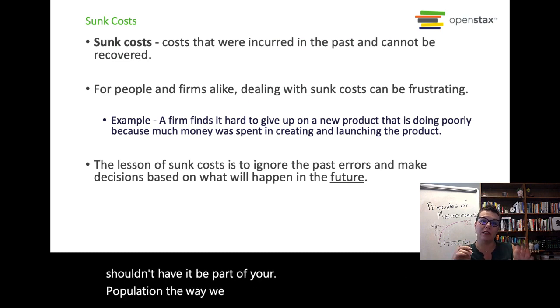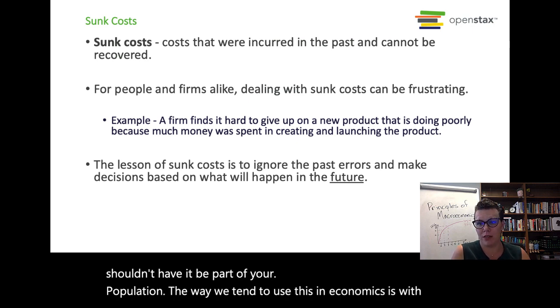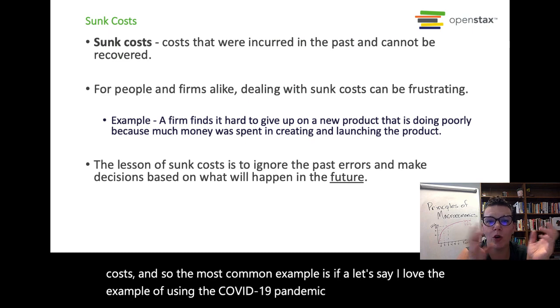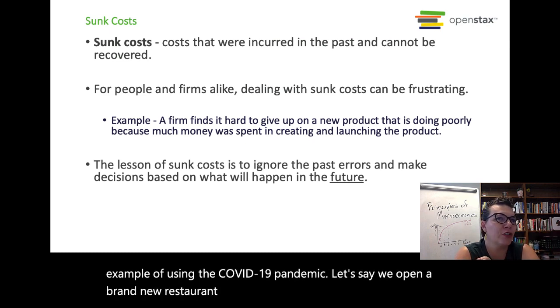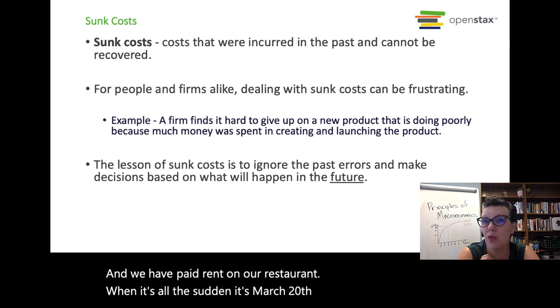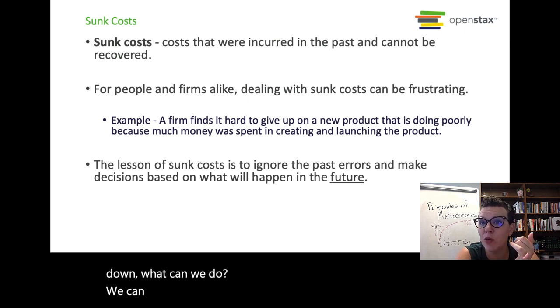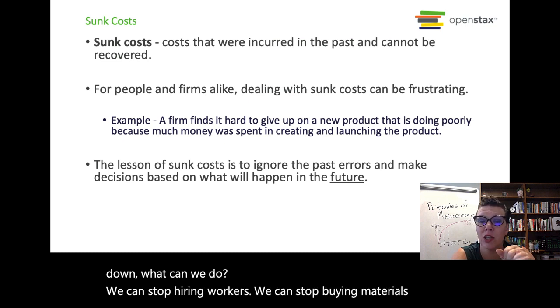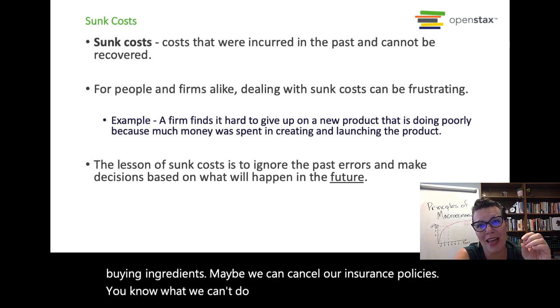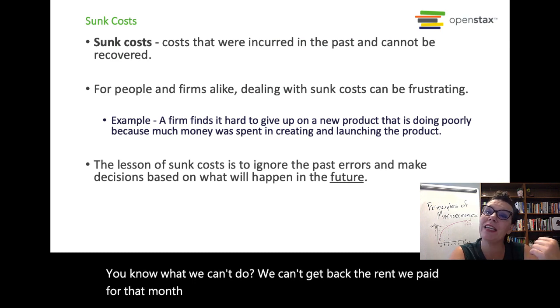The way we tend to use this in economics is with firm costs. And so the most common example is, I love the example of using the COVID-19 pandemic. Let's say we open a brand new restaurant March 1st of 2020. Not good timing, right? And we have paid rent on our restaurant. All of a sudden it's March 20th and everything's shut down, what can we do? We can stop hiring workers, we can stop buying materials, stop buying ingredients, maybe we can cancel our insurance policies. You know what we can't do? We can't get back the rent we paid for that month. That would be a sunk cost.